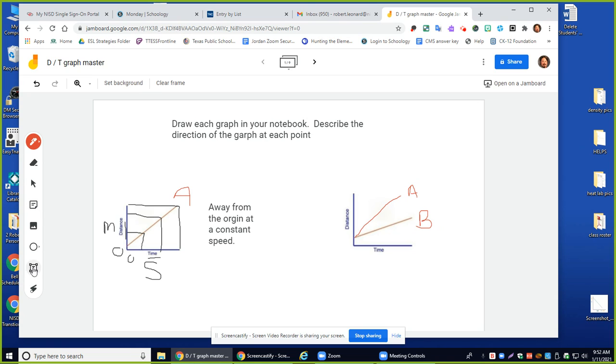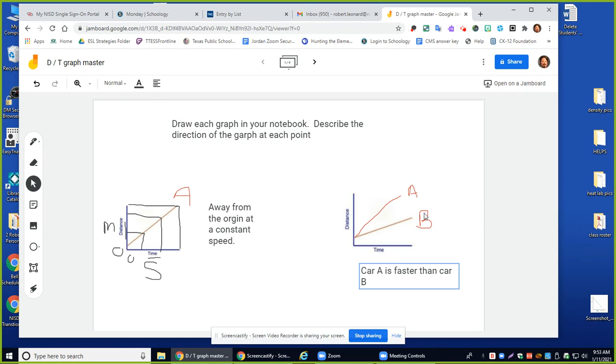So what can I say? Well, car A is faster than car B. Okay, how do we know? Well, line A has a steeper line than line B. Okay, so car A is faster than car B. Why? It has a steeper line.